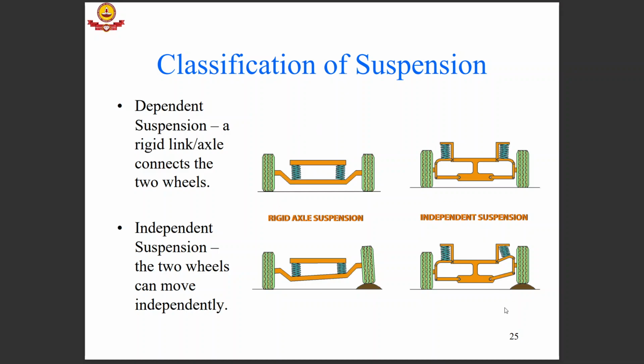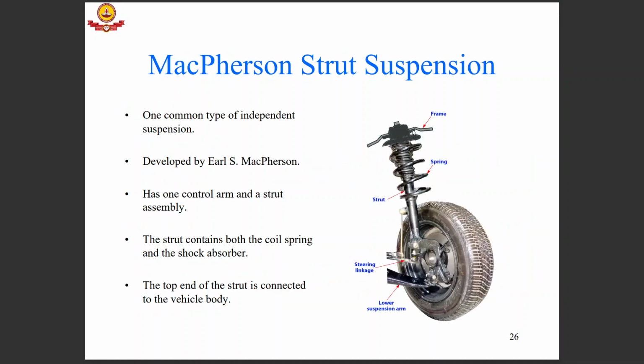Whereas in independent suspension, we see that one wheel's motion does not affect the other wheel. Here, by use of mechanisms, we can have independent motion for each wheel. A common one used is the McPherson strut suspension. It is a type of independent suspension. It has one control arm and a strut assembly. The strut contains both the coil spring as well as the shock absorber, so it's compact in that sense. The top of it is connected to the vehicle body, and the lower one is connected to the steering linkage.